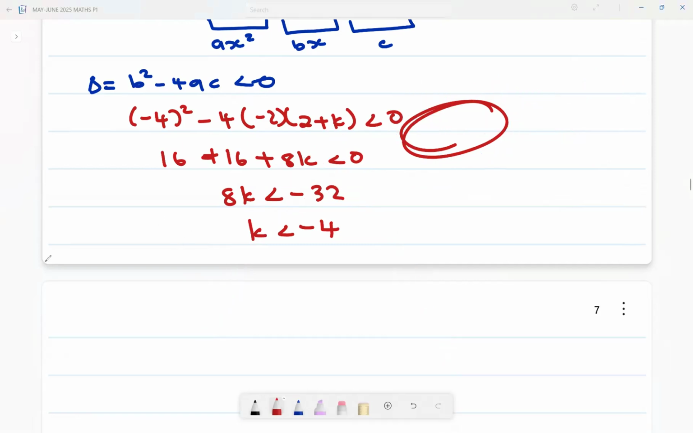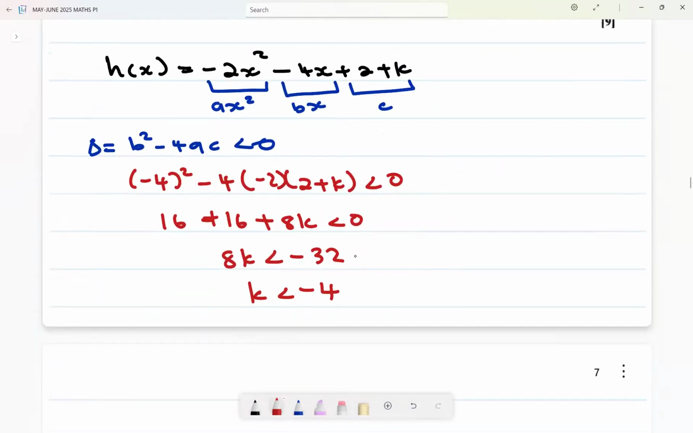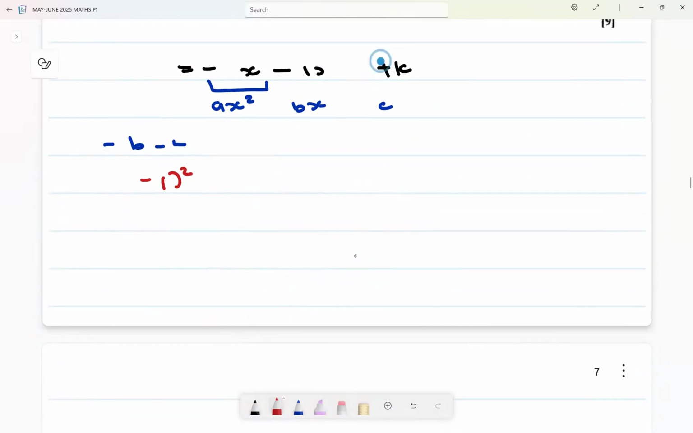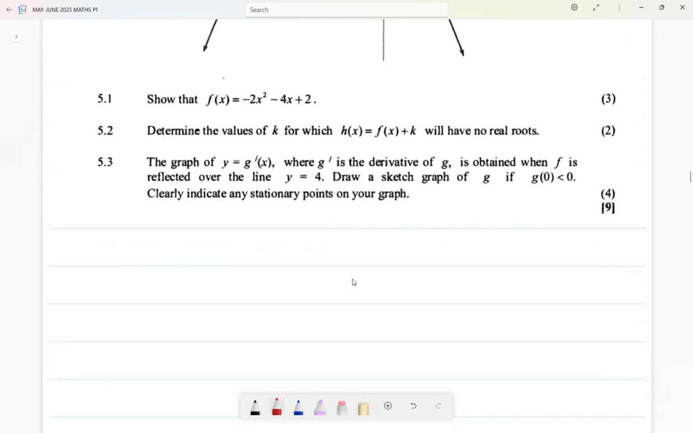Okay, so yeah, that's basically that, guys. But you can do it this way, it's still fine. Okay, yes, it's good that you know all the methods. Let's move on to the last one. I think it's the last one under this question.